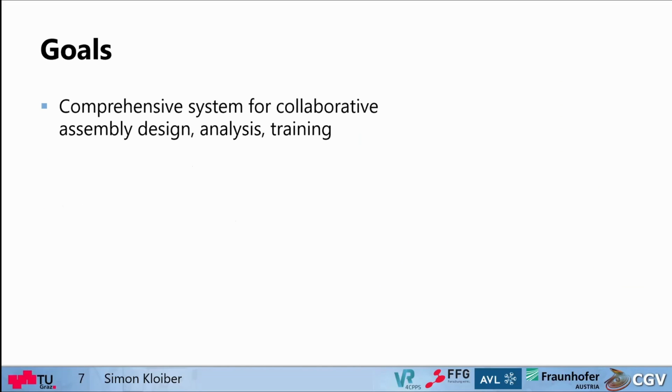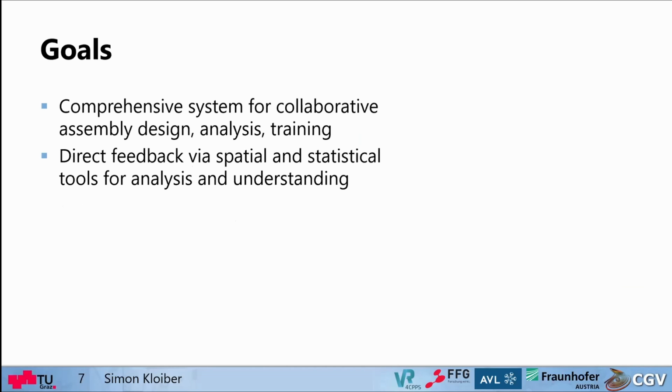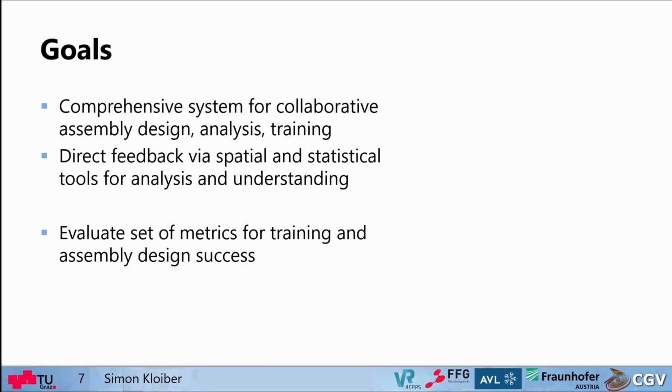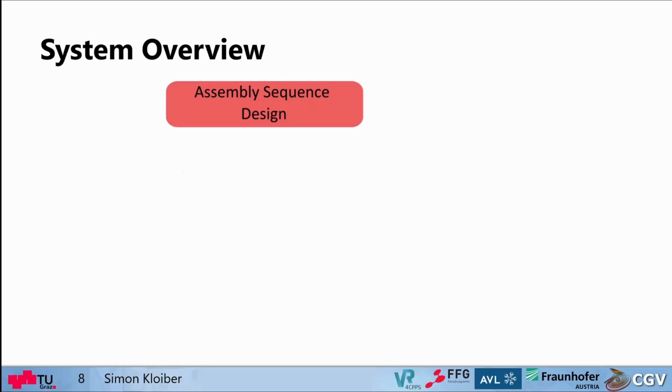The goals that we have set for our system were to create this comprehensive system where we can perform collaborative assembly design, analysis, and training. We want to give users direct feedback via spatial and statistical tools for analysis and understanding of the assembly, and we want to do this in the same environment the assembly is performed in. In addition, we set out to evaluate the set of metrics that we chose for the training and assembly success, and want to compare how they are able to represent the user in the assembly, especially when they're learning the assembly.